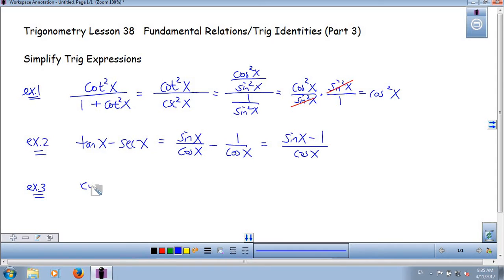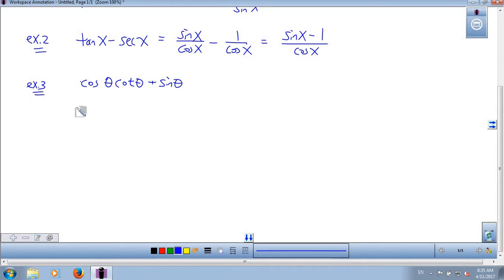Let's look at this: cosine theta times cotangent theta plus sine theta. In this example, we have cosine and cotangent, so let's convert cotangent to cosine over sine, and let's write sine as sine over 1. Here we have cosine squared theta divided by sine theta, plus sine theta over 1.